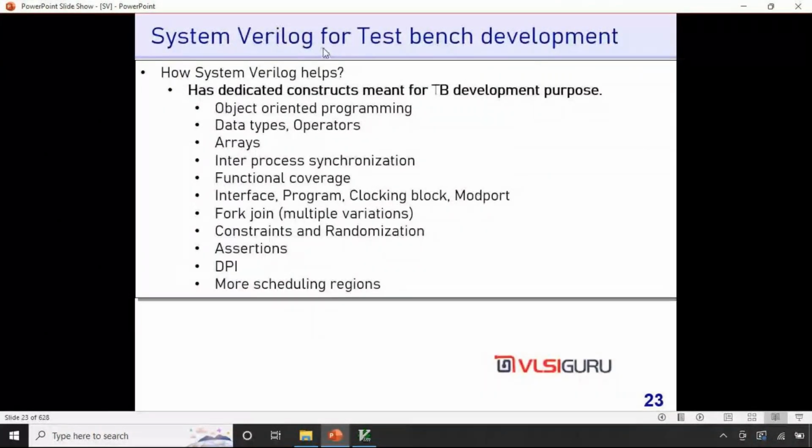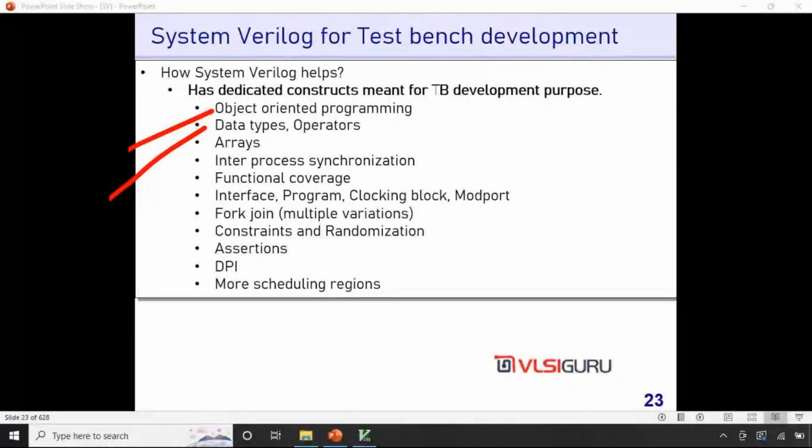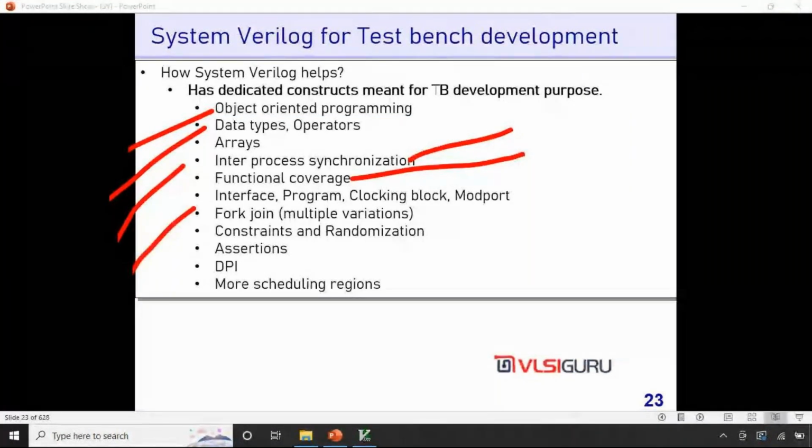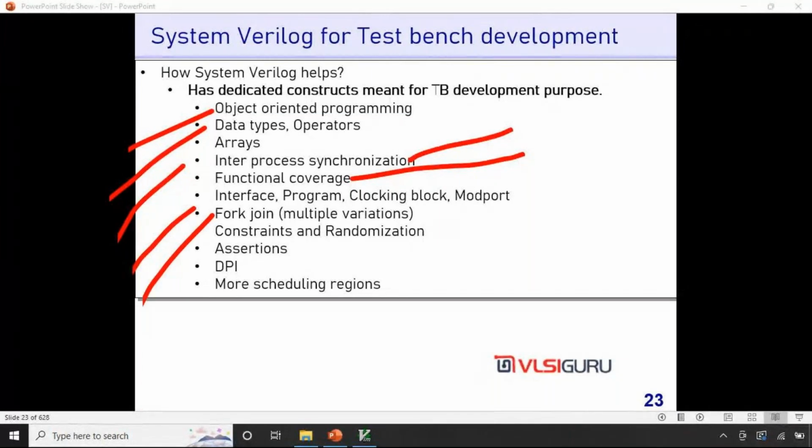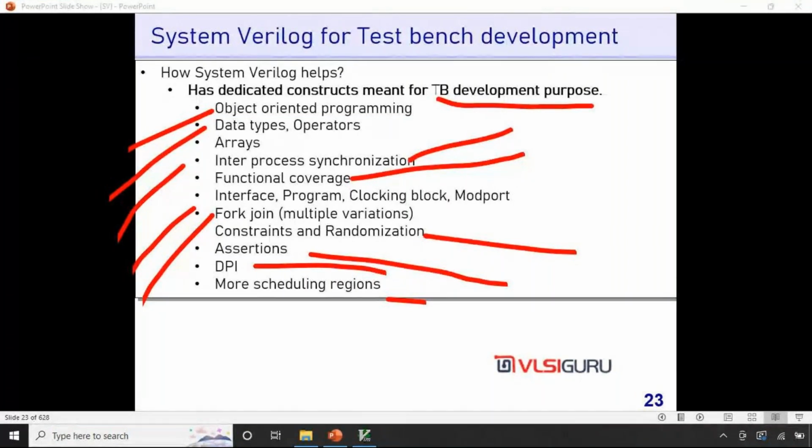What SystemVerilog does is introduce a lot of new concepts like object-oriented programming. It introduces new data types, new operators, new arrays, the concept of interprocess synchronization, functional coverage, interface, program and clocking block, fork join, constraint randomization, assertions, DPI, a lot of things, which make test bench development a lot easier.